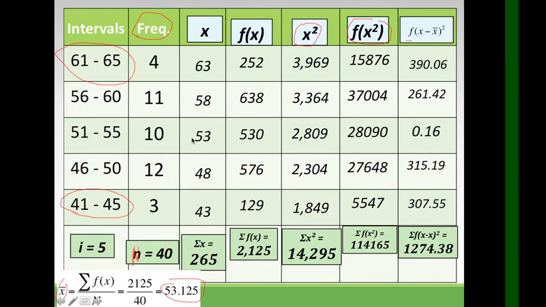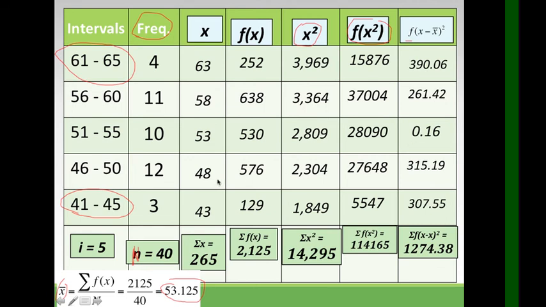Okay, next. For the next one, x is 58. So, 58 minus 53.125. Laging minus 53.125 kasi siya yung mean. Okay? Then, click equals. Then, squared times 11. 11 naman yung frequency. Ang makukuha mo is 261.42. Round off your answer to nearest hundredths. Next, 53, the x. So, x minus mean is 53 minus 53.125, and that is negative 0.125. Then squared, then click equals, then multiply f, which is 10, and you will get 0.16.